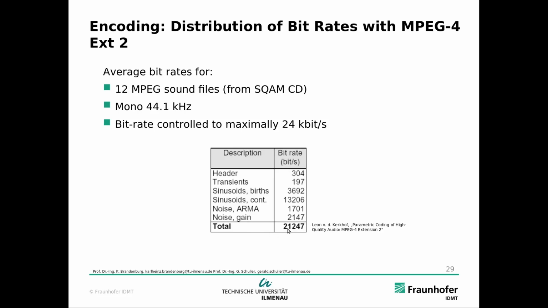And altogether it adds up to 21,247 bits per second. So this is actually quite low, and quite nice. Much lower than what we usually expect from perceptual audio coding, like 64 kilobits per second. But keep in mind that this is just for one audio object. So this works well for one audio object. You can also enter more than one audio object and it will do something, but it won't sound as good anymore.